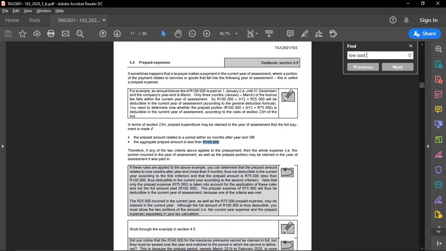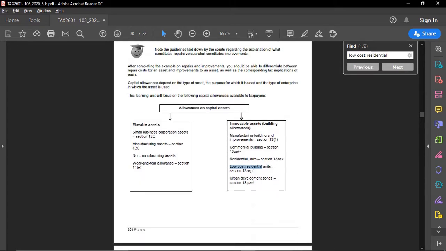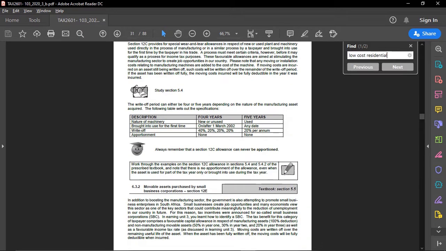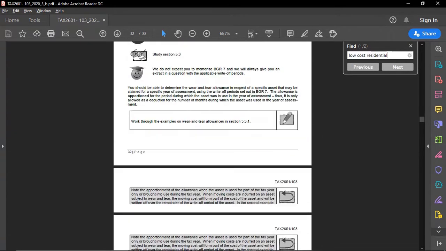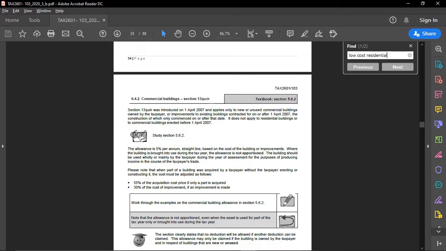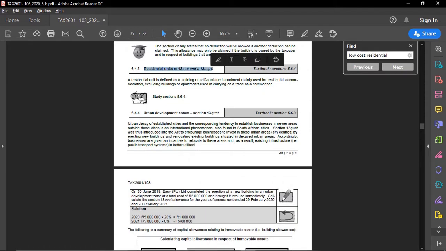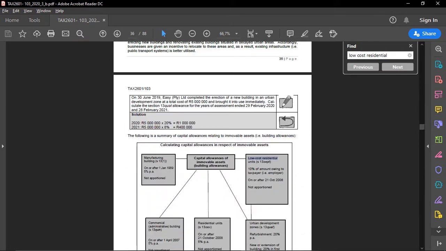Okay, low cost residential. Here, low cost residential units, section 13 sept. Right, there's the summary. If we go look at the actual section, there it is, sept. Okay, residential units, section 13 sept. Right, a residential unit is defined as a building self-contained apartment, obviously for residential purposes. That's important. Okay, they tell you to refer to the textbook so you can have a look at the content in the textbook. I just want to show you the actual deduction.